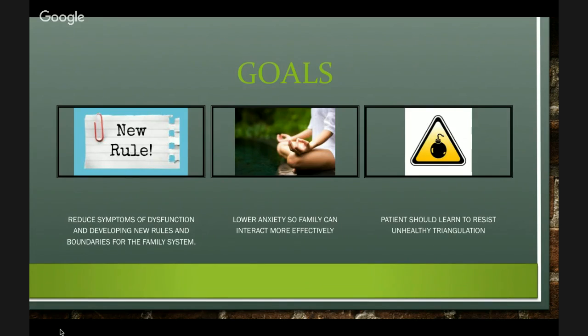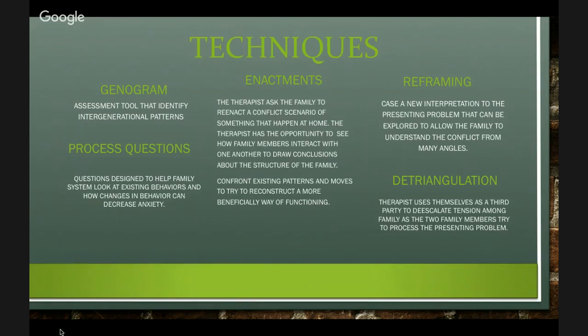Another one is that the patient should learn to resist unhealthy triangulation. So, the presenting patient who has come to therapy, how can they resist feeling the way that they feel? How can they create new patterns? How can they create a stronger concept of themselves, which refers back to one of the key concepts, differentiation of self. Some of the techniques that we use in family therapy is the genogram, and this is an assessment tool that identifies these intergenerational patterns. Something that you could see on this is if a family is divorced or remarried, or the relationship between sibling to parent, sibling to sibling, and so on. These genograms can sometimes be very complicated because they're big and they have so many different connections.